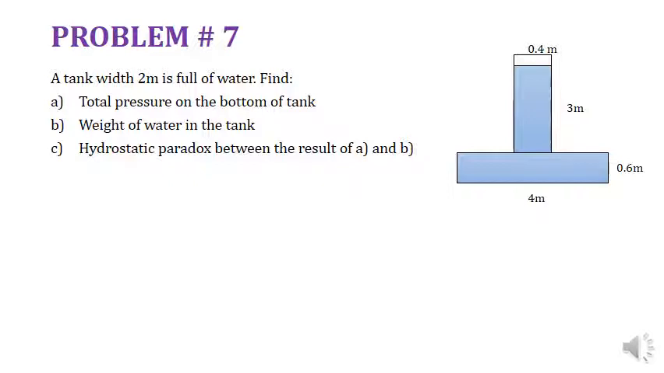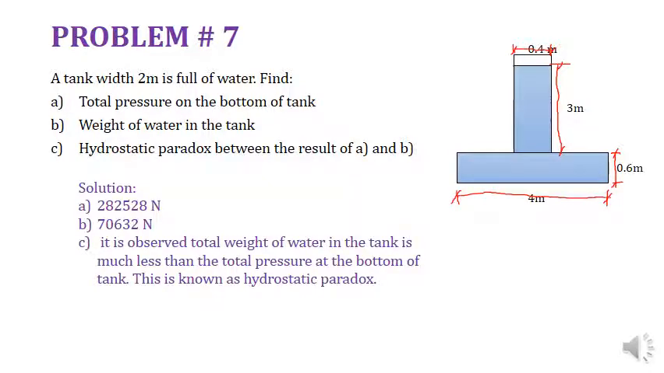Okay, so here this dimension 3 meter is from the surface of the water till here. Then this dimension is 0.4, the top width of this tank, and the bottom width of this tank is 4 meters. And for the bottom part the height is 0.6. So it's very easy to calculate. You can do it by yourself. Okay, no long calculations are required.